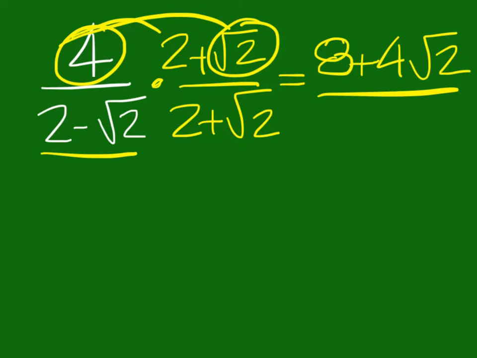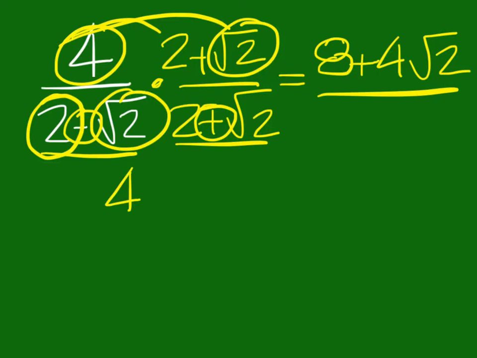On the bottom, you do what we just did to practice before we got to the example. You have this quantity times this one. The only difference between the two is that one is minus, one is plus. So it's a difference of 2 squares. What is 2 squared? 4. What's square root of 2 squared? 2. 4 minus 2 is what? 2.